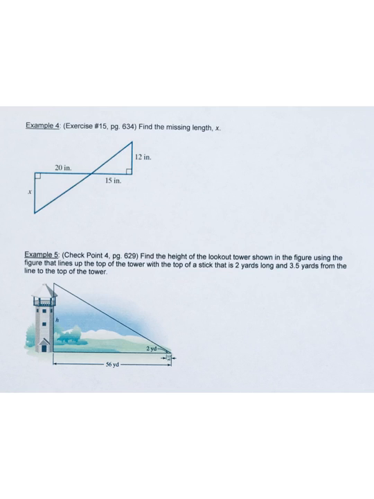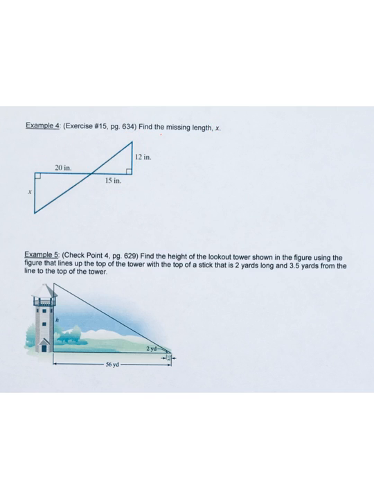Example 4 says, find the missing length x. So as I'm looking at these two triangles, they're trying to trick us because the smaller triangle is completely flipped around and upside down when we compare it to the larger triangle there on the left.